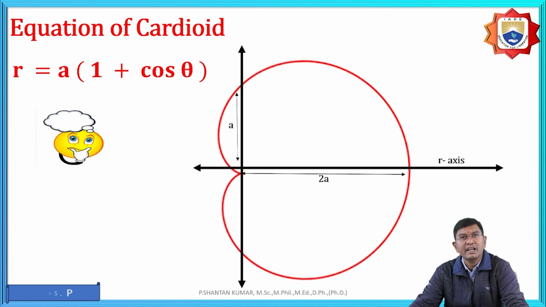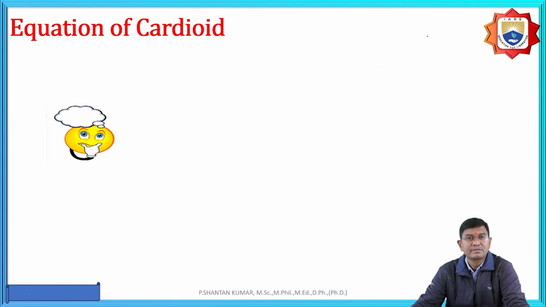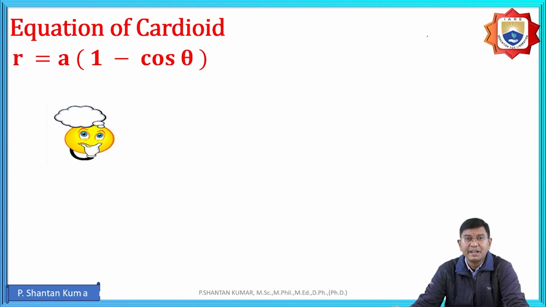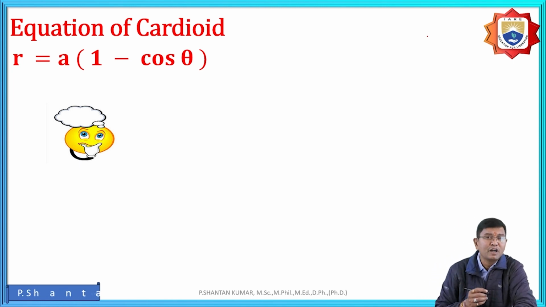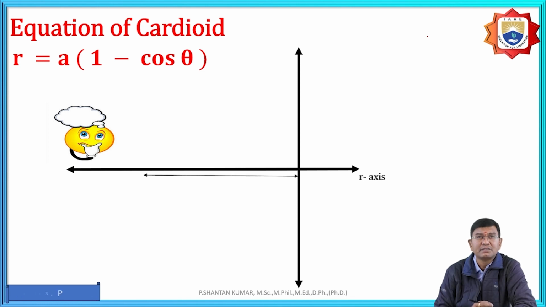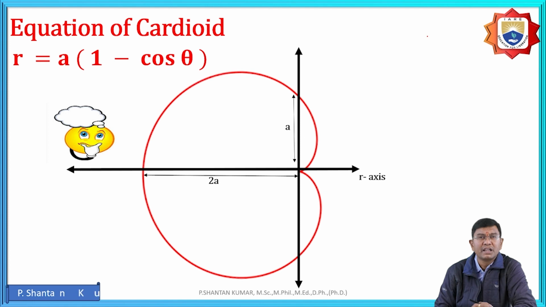It is clearly a heart shape, and again r is equal to a into 1 plus cos theta and r is equal to a into 1 minus cos theta. What is the structure of these? Observing, r is equal to a into 1 plus cos theta is the right side, but 1 minus cos theta is the left side of the heart shape on the x-axis.